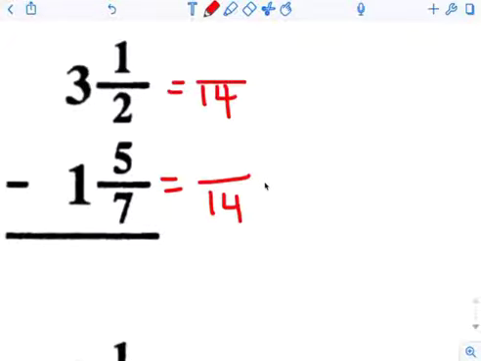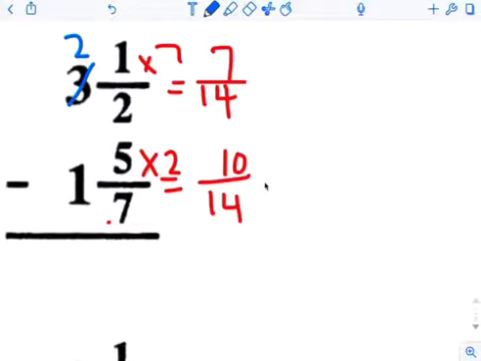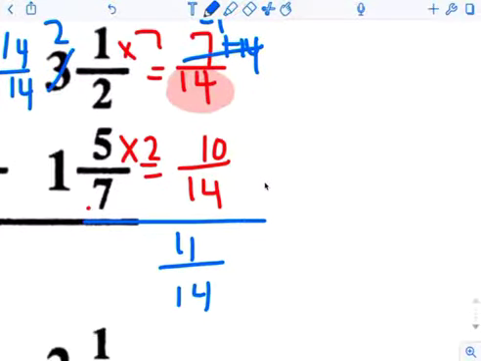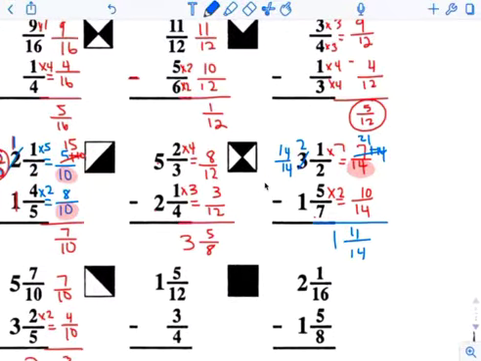Least common denominator is 14. Times 7, times 2, because 7 times 2 is 14. Okay, you have to borrow. Borrow from the 3, it becomes a 2 whole. We're talking about borrowing 1 whole. 1 whole is 14 over 14, right? So add 14 here. You get 21. Subtract 10 is 11 over 14. And 2 minus 1 is 1. So 11 over 14.